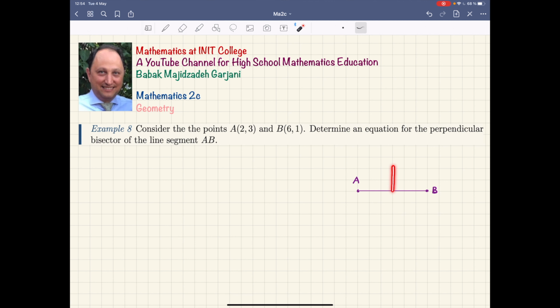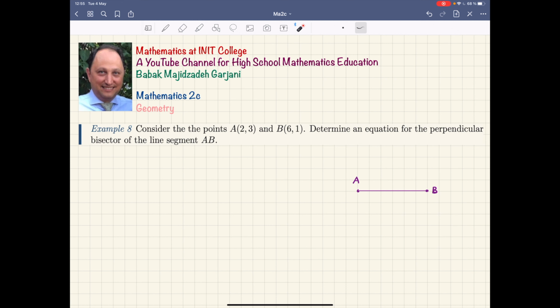So this is this line. Perpendicular is 90 degrees. Does that mean horizontal? No, perpendicular means 90 degrees. Perpendicular bisector. This one is equal to this one. Okay? So that is the meaning of perpendicular bisector.